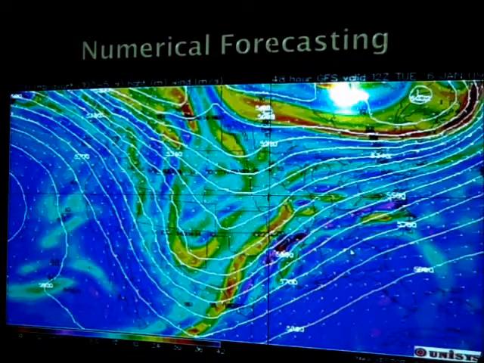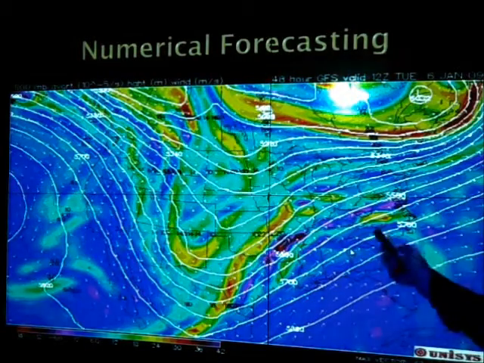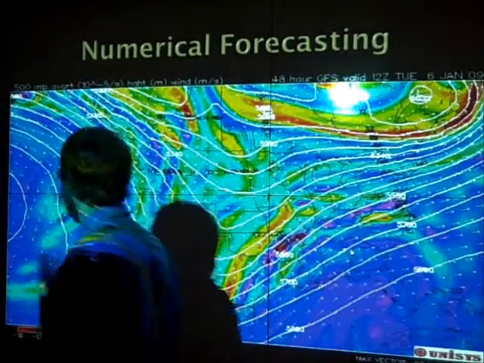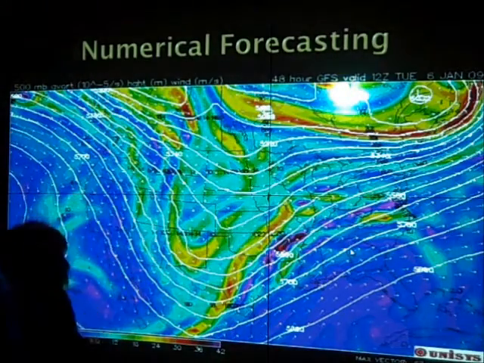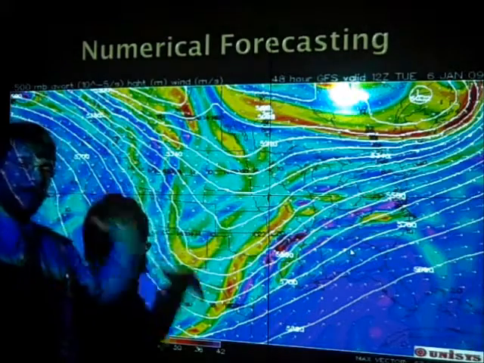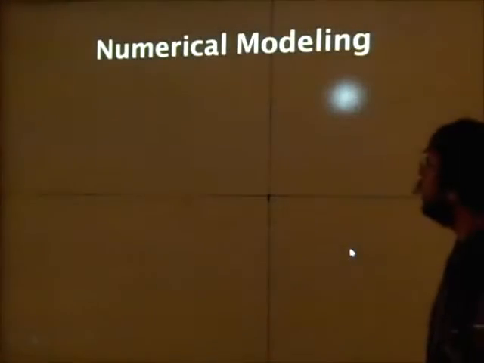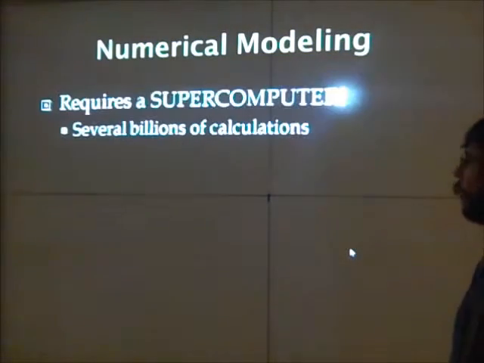Here's a great example of numerical forecasting. You can see right here, it says 48 hours. Maybe you can see that. We're looking at the 500 millibar level, so you're looking at the winds aloft. But we look at winds, we look at information, and you can actually make an estimate of what is going to be happening. Here's some stuff about numerical modeling.